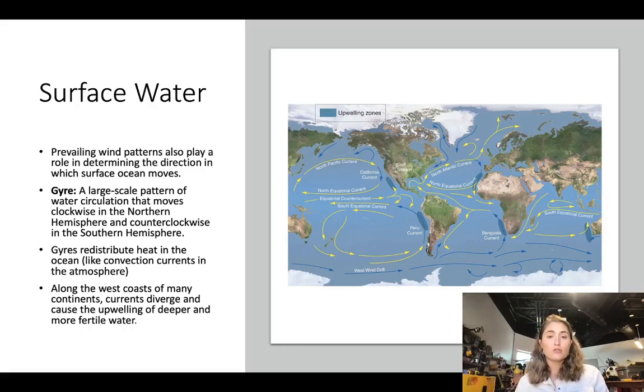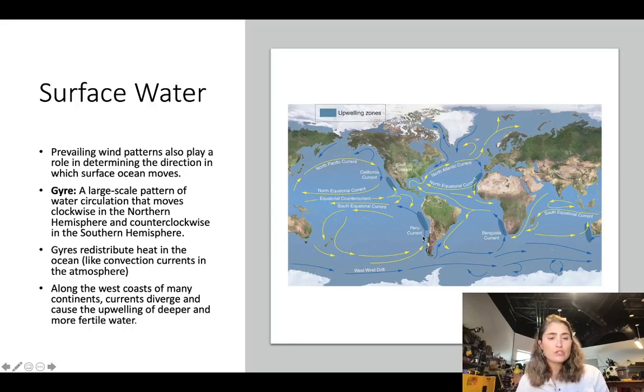Now, surface ocean movement generally creates something called gyres, and so the water sitting on the surface is going to move in the direction that prevailing wind patterns are moving in. So you can see here in the northern hemisphere that our gyres are moving in a clockwise direction, but in the southern hemisphere, our gyres are moving in a counterclockwise direction.